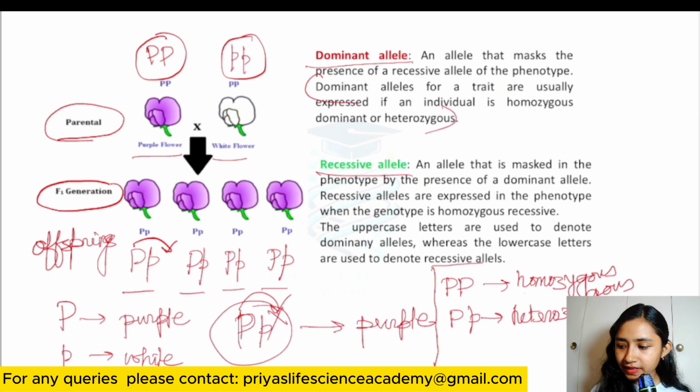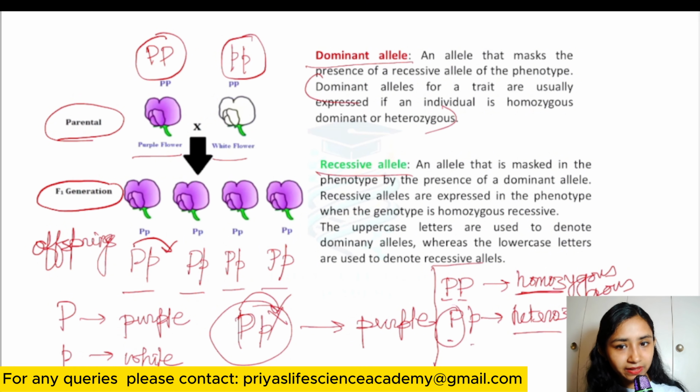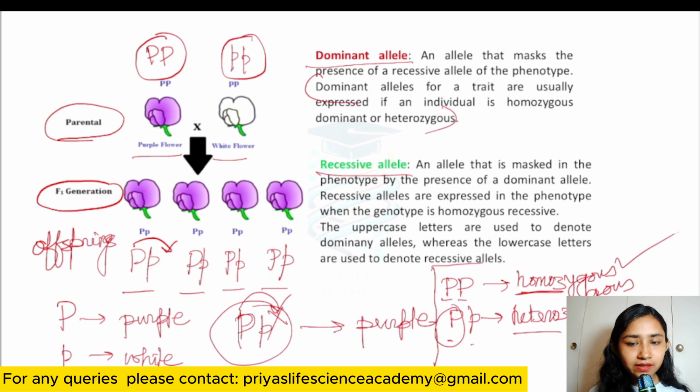So homo means same, because the same two alleles are present. Hetero means different, two different alleles are present. And the important point is that in case of a dominant allele, even if it is present in a single dose, it will be expressed. Okay, it is expressed in the homozygous condition as well as in the heterozygous condition. That is why we have seen that the capital P small p flowers are also purple in color.